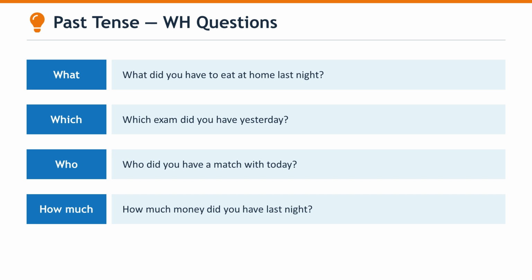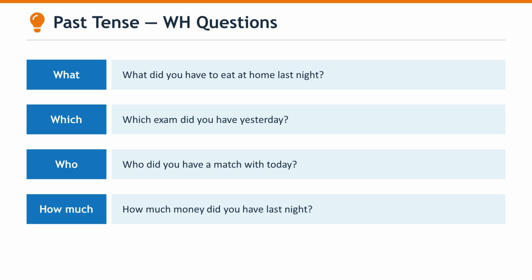The third question. Who did you have a match with today? Here, we use who to ask about the person. The fourth question. How much money did you have last night? Here, we use how much to ask about the amount.